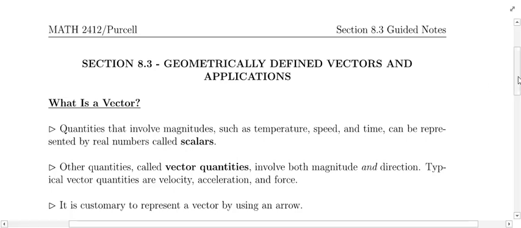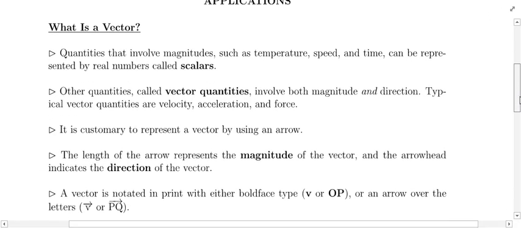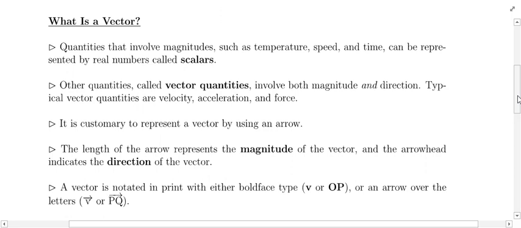So first off, let's review what a vector is. Quantities that involve magnitudes such as temperature, speed, and time can be represented by real numbers called scalars. So think about temperatures. Right now, it might be, I don't know, 75 degrees outside. It is a number. When you drive a car and you realize maybe, oh, I'm going too fast, and you look at your speedometer, oh, I'm going 80 miles an hour. That's a number. Time. What time is it? Oh, it's 1:30.